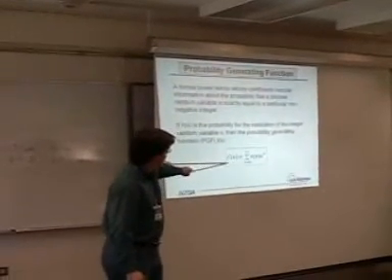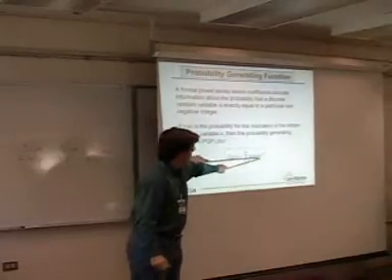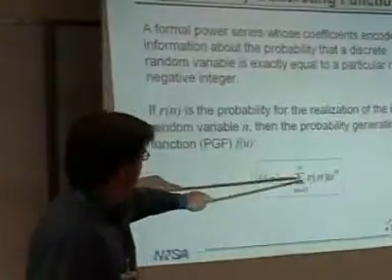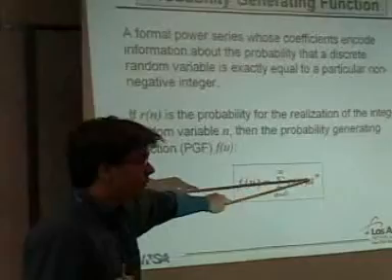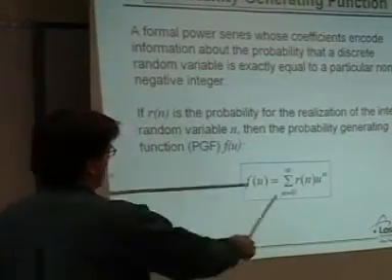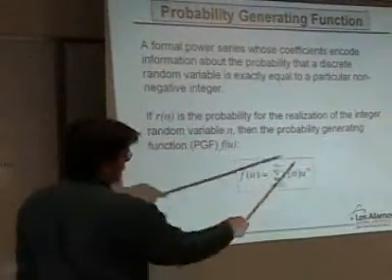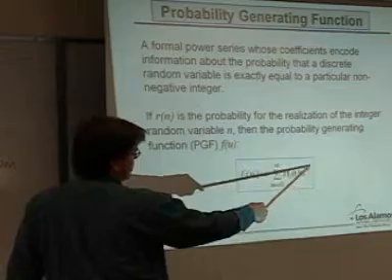So this is the probability generating function. It's just equal to the summation of the probability for the realization of the integer random value times some dummy variable to the nth power. Basically, it's just going to be a string of powers of u where the coefficient tells you the probability that some variable is equal to n.